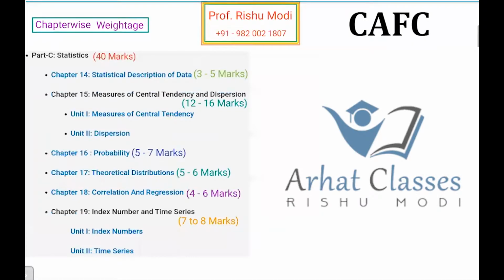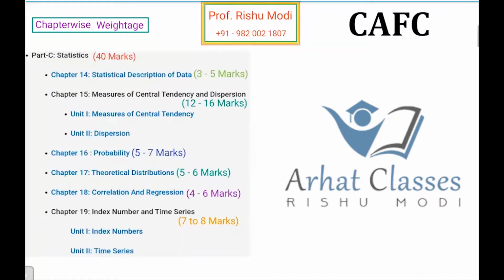Moving on to the last one, part C, statistics for 40 marks. So overall we have 100 marks: part A, mathematics for 40 marks, part B, logical reasoning for 20 marks, part C, statistics for 40 marks. Now, here also we have 6 chapters altogether. You may see different units in that, but in total, if we count, we have 6 chapters.